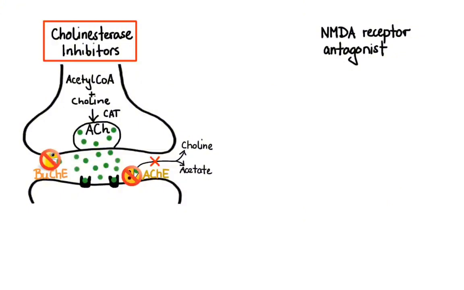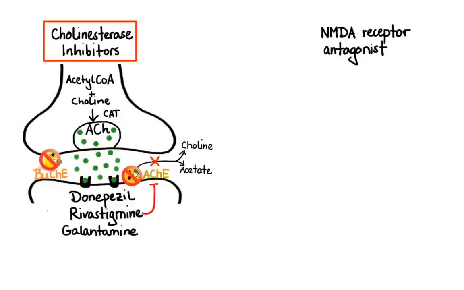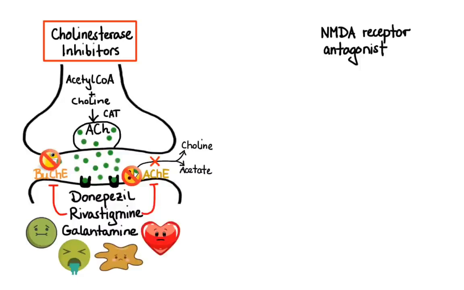The three commonly prescribed cholinesterase inhibitors are donepezil, rivastigmine, and galantamine. It's important to note here that out of the three, rivastigmine is the only one that shows significant inhibition of both acetylcholinesterase and butyrylcholinesterase. When it comes to side effects, they can range from mild, such as nausea, vomiting, and diarrhea, to potentially serious, such as slow heartbeat, lack of appetite, and substantial weight loss.